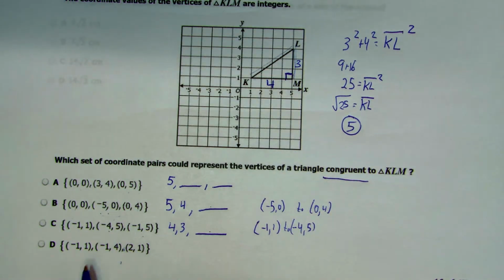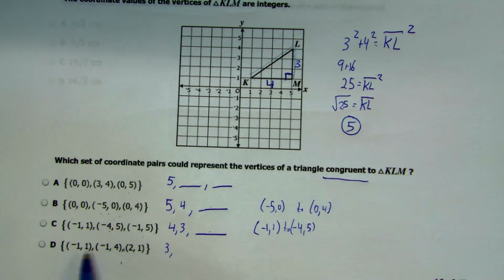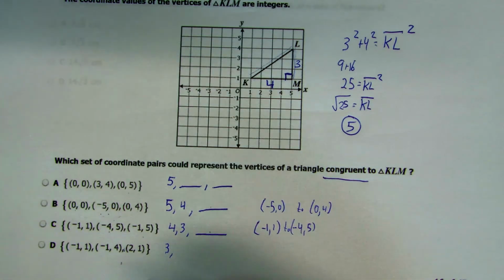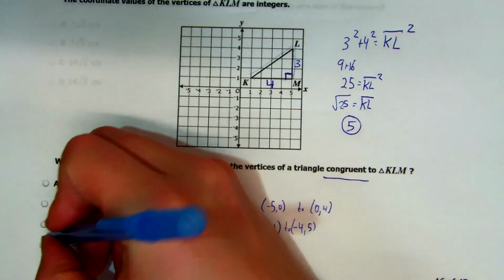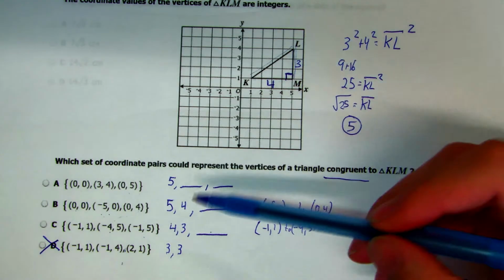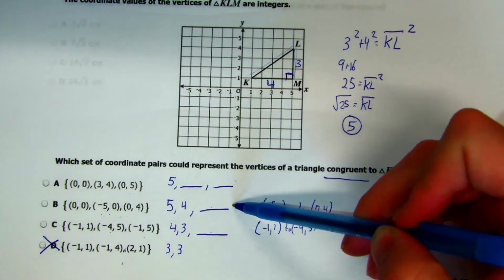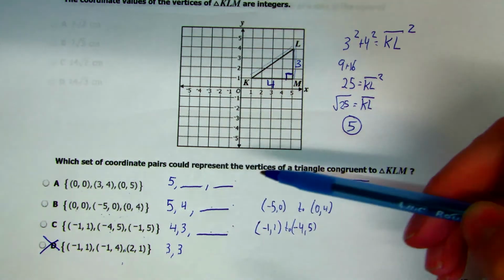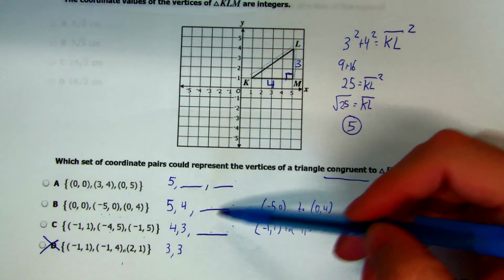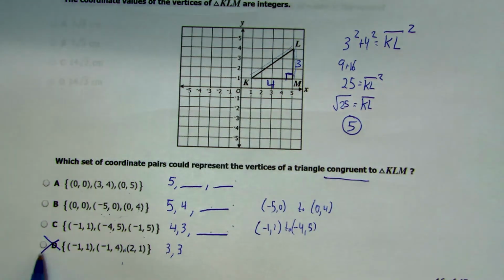Looking at the last answer choice, we have 3 units to get from here to here. We have 3 units to get from here to here, and that's actually enough information for me to cross off this answer choice, because I need a 3, a 4, and a 5. So as you look at your answer choices, if you were to test answer choice A, you would do 2 calculations. B, you would do 1 calculation, and C, you would do 1 calculation. So I would recommend testing B and C first, and going from there. So I guess we cross off D, so let's go to C.